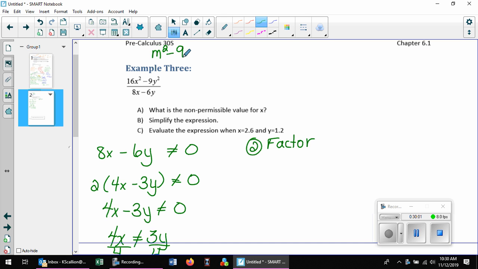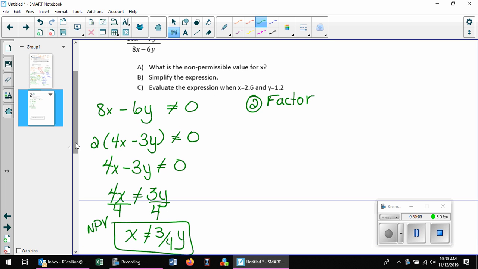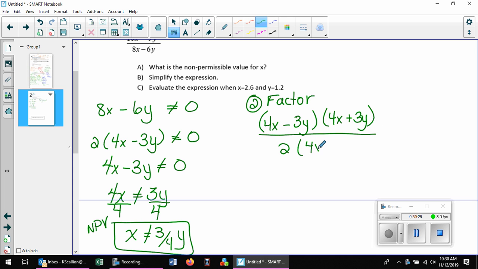Do you guys remember this? Grade 10? Did we just do this? Yeah, literally, in chapter 4. We learned it in grade 10. So this is going to be 4x minus 3y. Okay, my grade 10s, thinking about this. And it's factored already, so this is going to be 2, and this will be 4x minus 3y.